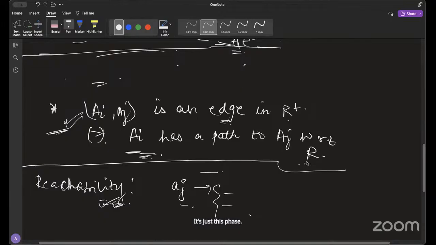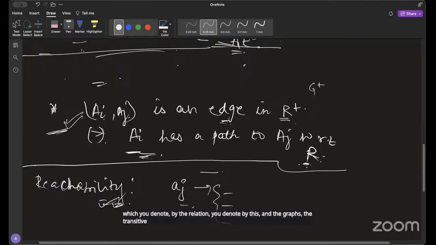If there is a relation, you do understand that there is a relation associated to every graph, right? Without a relation, the graph cannot exist. So if AI has a path to AJ with respect to this relation, meaning there is a path from AI to AJ in the graph associated to the relation R, then there will be an edge from AI to AJ in the transitive closure of that graph. You denote the relation by this, and the transitive closure of the graph by this.